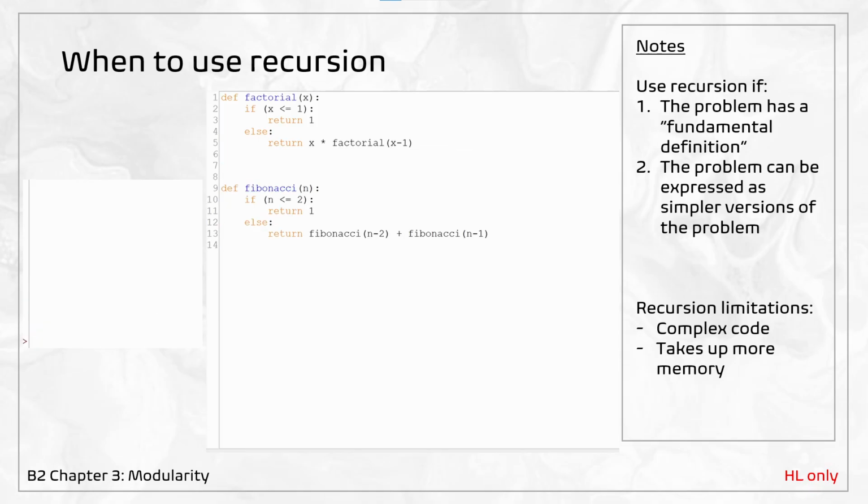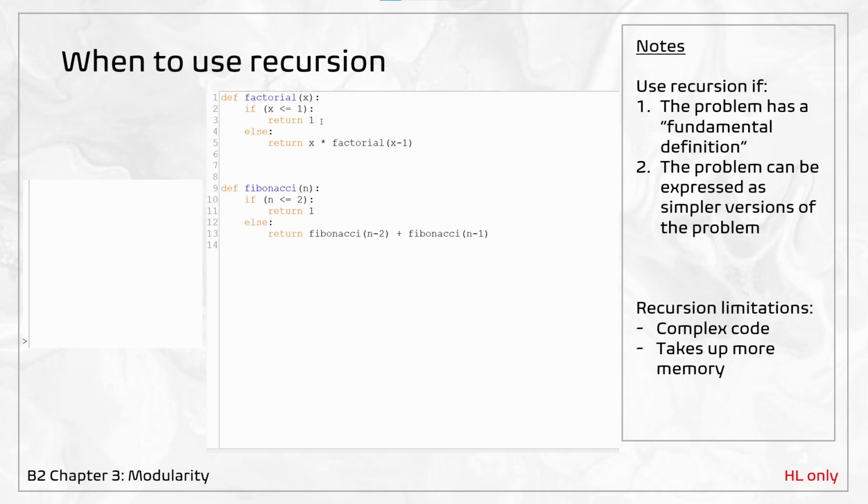When writing recursive algorithms, try doing these two things before writing any code. First, try identifying the base case. This is a fundamental definition for your problem. For example, in factorials, the fundamental definition is that 1 factorial is equal to 1. And in Fibonacci, the first and second terms are 1.